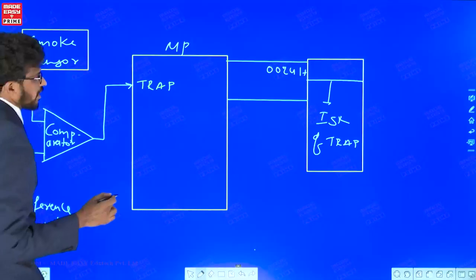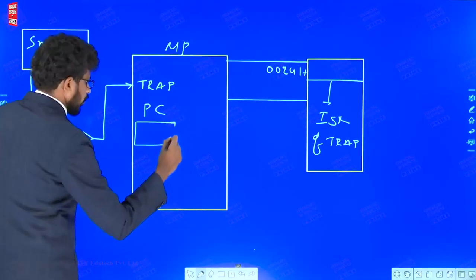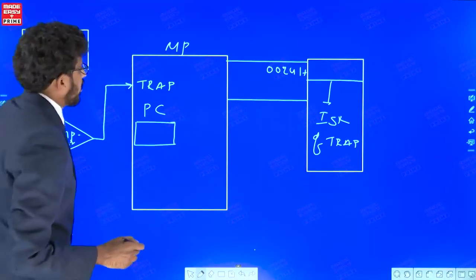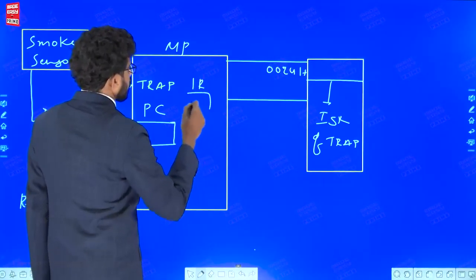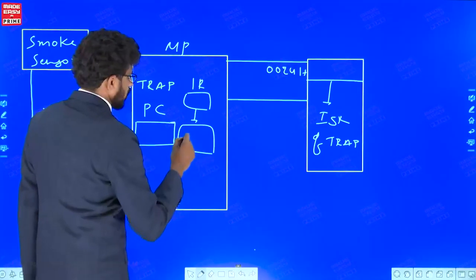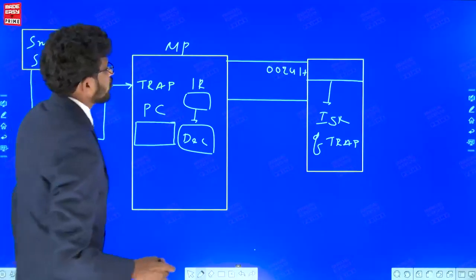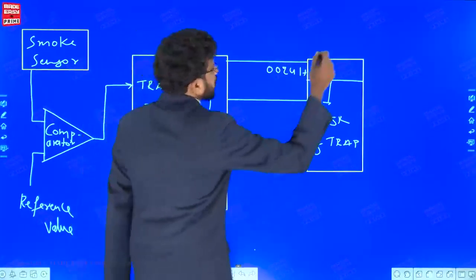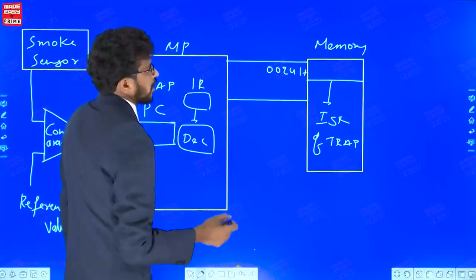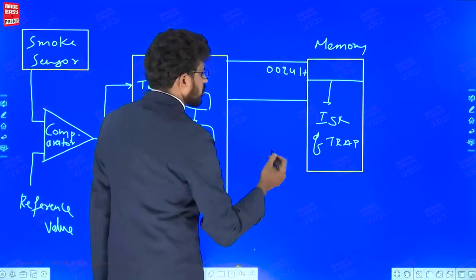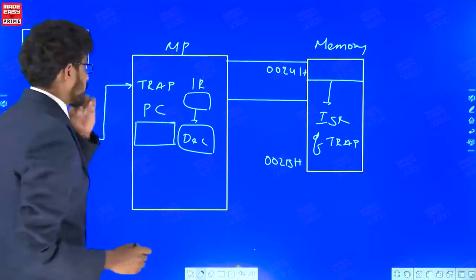So trap is a vectored interrupt, and this is the program counter. Let us see how it goes. And here there is the instruction register, the instruction decoder, and there may be a couple of registers inside. Here is the ISR of trap in the memory part, and I am considering the ISR of trap from 0024 to some 002B. Let us say the program is of 8 bytes, whatever it is.